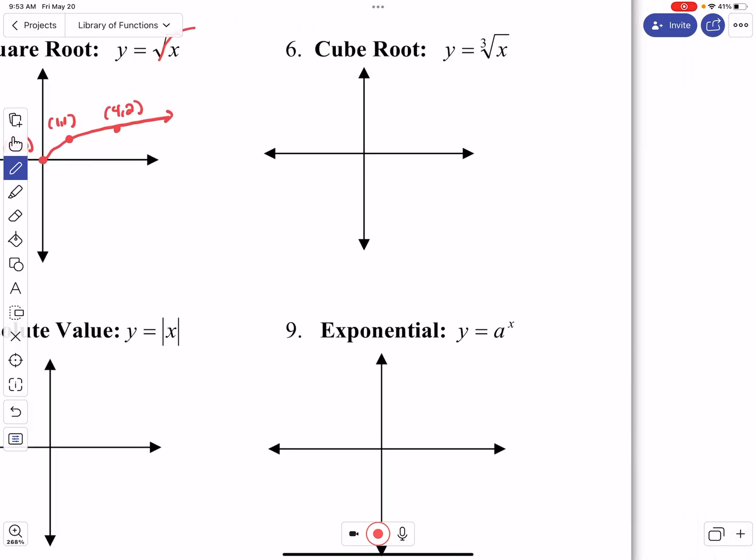All right, then we have a cube root graph. So again, we have (0, 0). We have (1, 1), and we have (-1, -1), and so this one is going to look like that. Hopefully you can draw yours a little bit neater than mine. Okay.